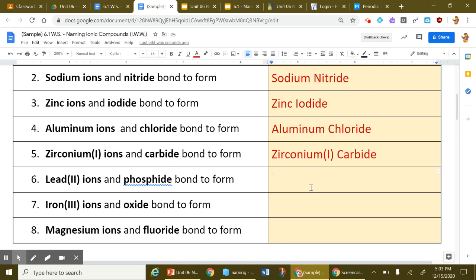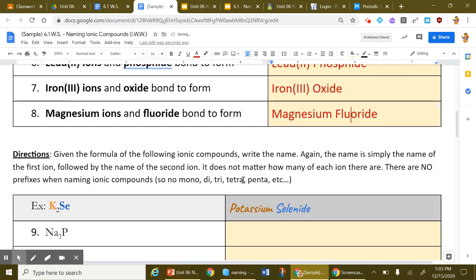Lead 2 ions and phosphide combine to form lead 2 phosphide. All right. Fantastic. Iron 3 ions will combine with oxide to form iron 3 oxide. Okay? And magnesium ions combine with fluoride to form magnesium fluoride. Actually, I don't think there's a U in there when you do. Does it? I don't know. Does it? No, it's a U in there. I can tell. It doesn't feel right. Okay, so there we go.